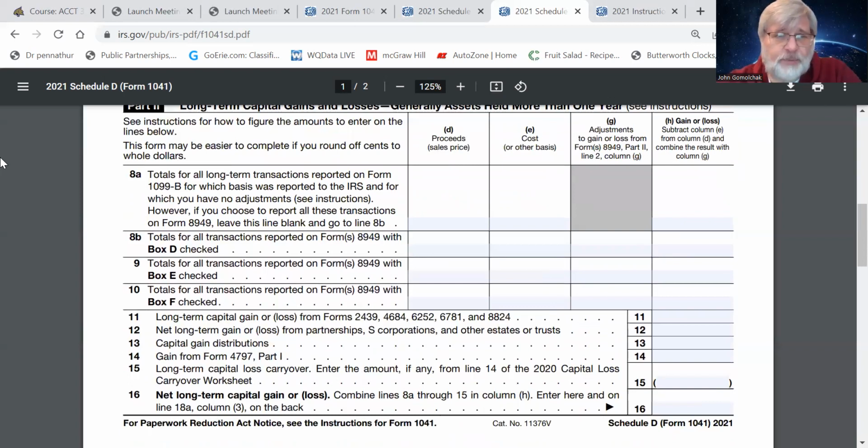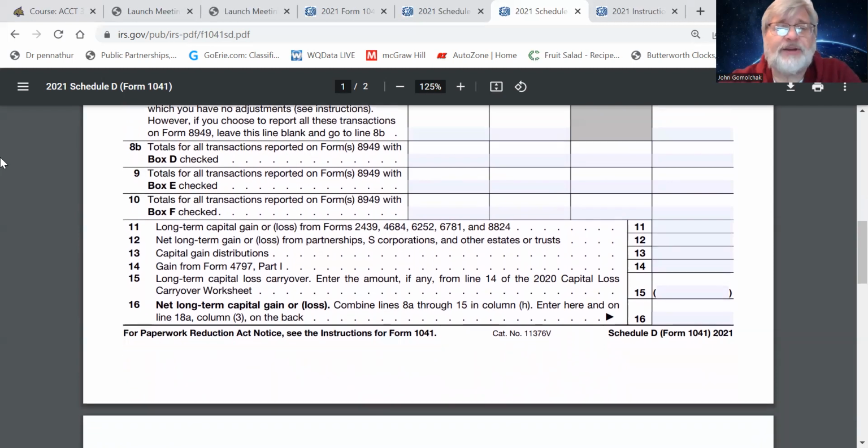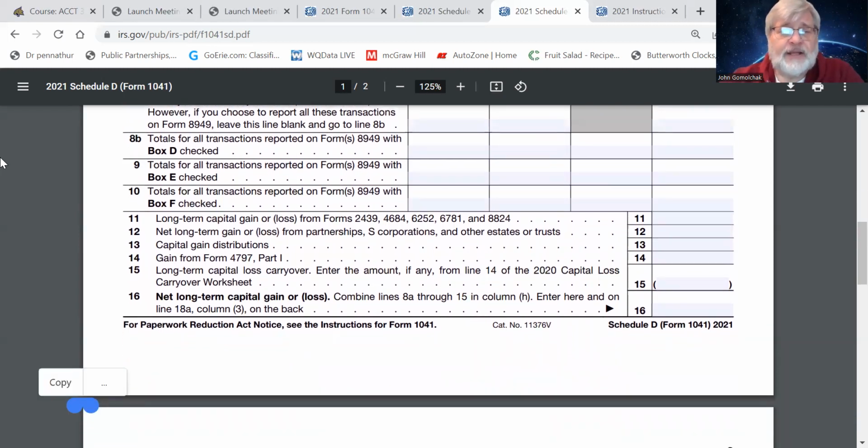Same thing for the long term. When we get down to Part 2, we don't have to put out the details. We can use line 8A, or we can use line 8B, 9, or 10, depending on if we're checking box D, E, or F. Long-term gain or loss from those other forms, long-term gain or loss from partnerships, S corps, or other trusts or estates. Line 13, capital gain distributions. We talked about that. Line 14, gain from Form 4797. We know what that's all about. Long-term capital loss carryover. So if we had a long-term loss carried forward, it would be here on line 15. Line 16 would be combining all of that.